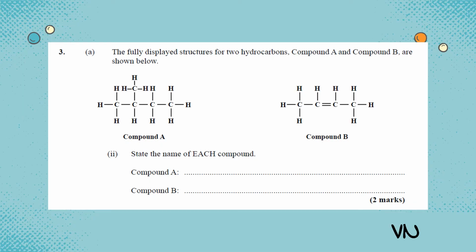For this part of the question now, you're asked to give the name of compound A and give the name for compound B. So let us name compound A first. First of all, we want to name that straight chain. All right, so we have 4 carbons present, so that is going to be butane.